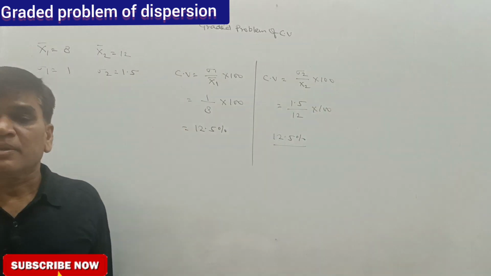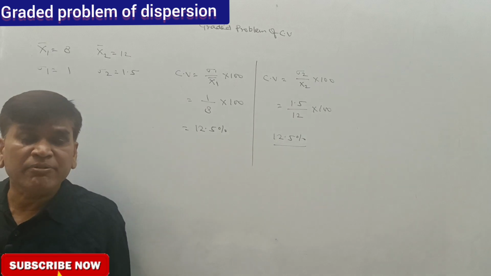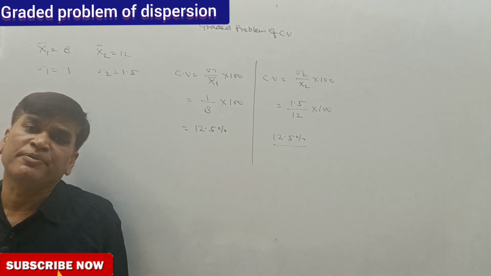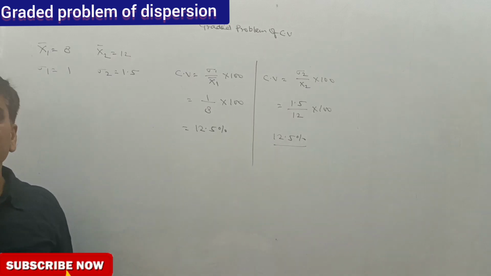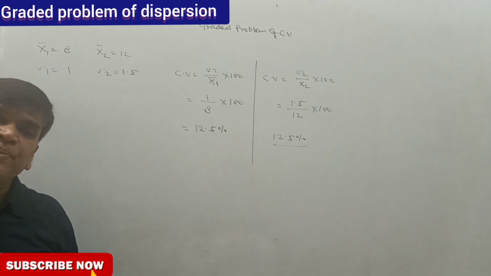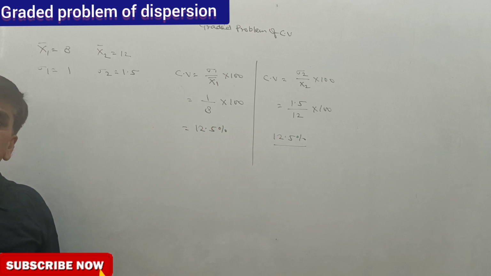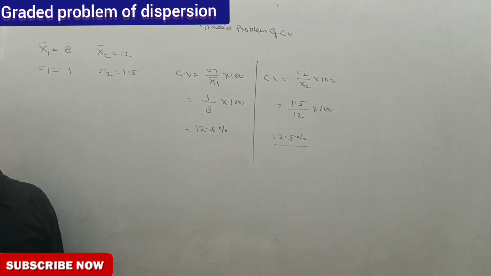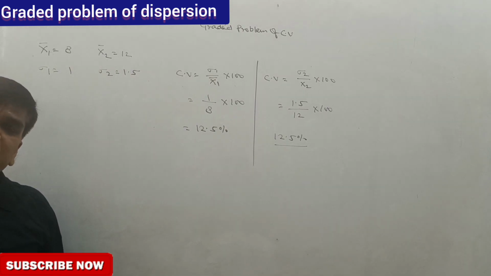So the coefficient of variation is equal in both conditions. Before the strike or before the settlement, the coefficient of variation is 12.5, and after the settlement also the coefficient of variation is 12.5. So we will say there is no change in any kind, because the coefficient of variation is equal. So after settlement, there is no change in consistency as well as in variance. Thank you.